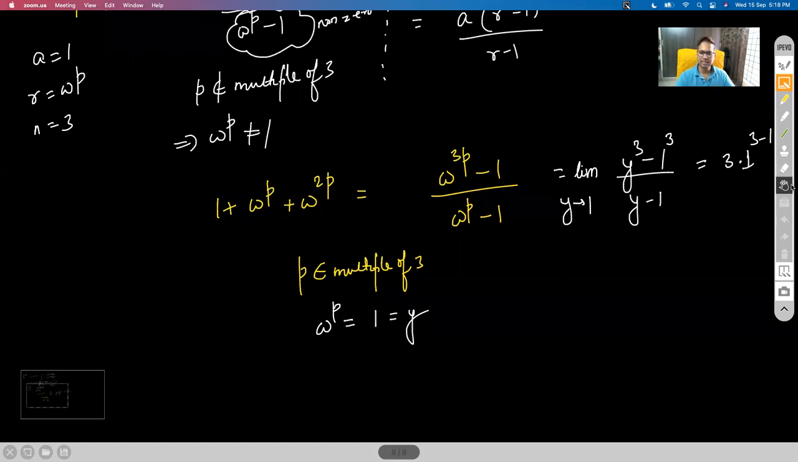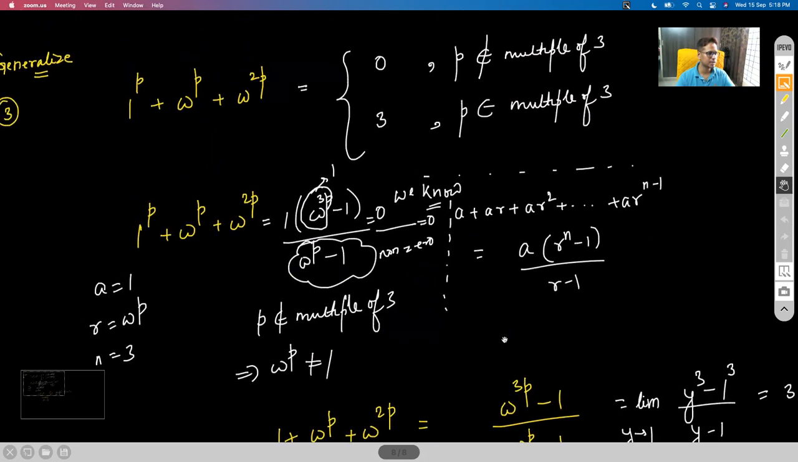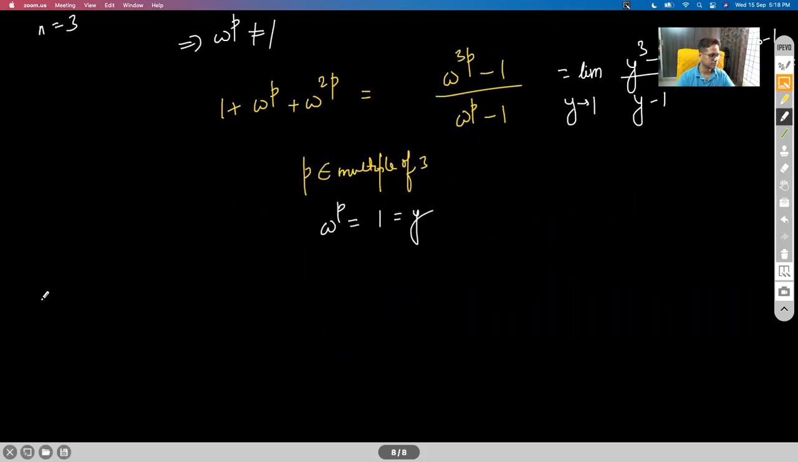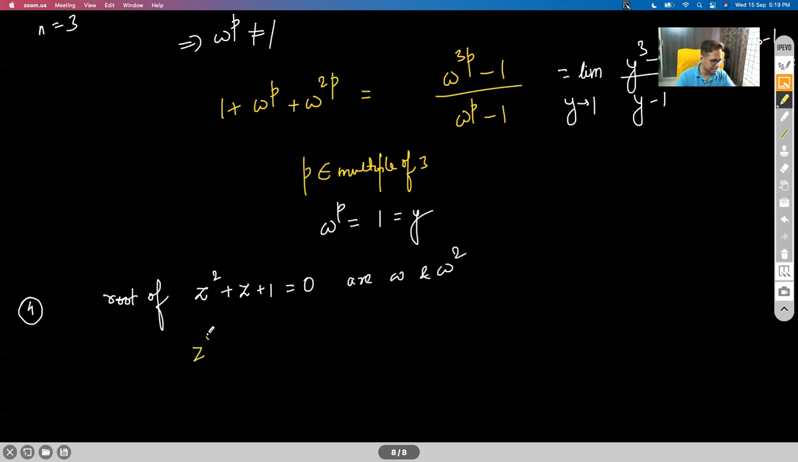Fourth property is a simple one. Let's go to the fourth one as well. Since you have learned that the roots of z square plus z plus 1 equal to 0 are omega and omega square, can I factorize this term as z minus omega, z minus omega square? Can I do that?